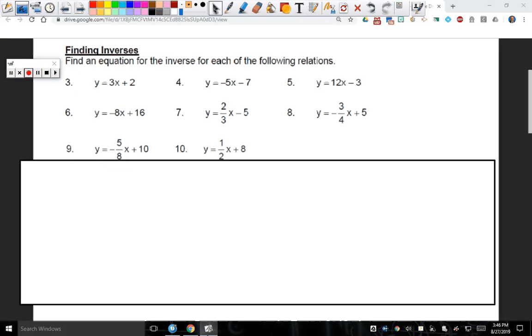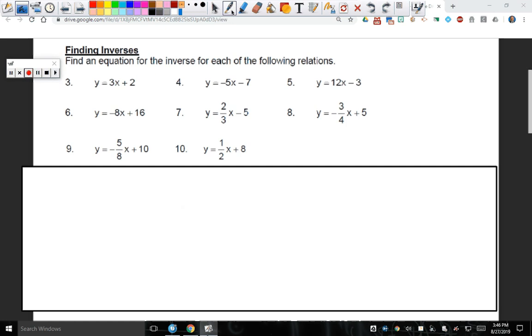All right, here we go. Let's do number 9 together. We're going to do it the long way because we have to learn the long way. Otherwise, that 5%, when the shortcut doesn't work, you'll have no clue how to do those problems, okay? Here we go. First step. What's the first step? X and Y switch. So we'll have x is equal to negative 5/8 y plus 10.